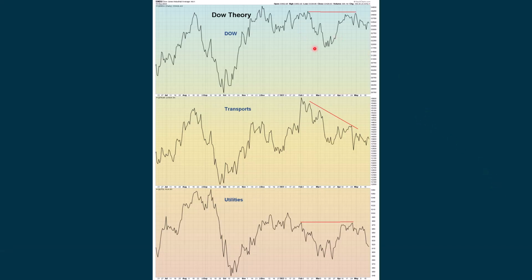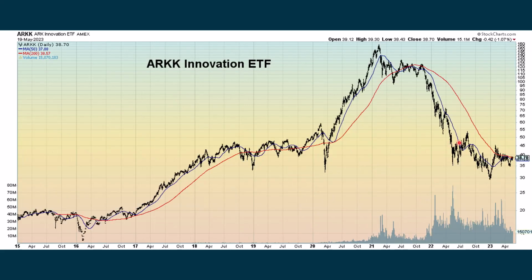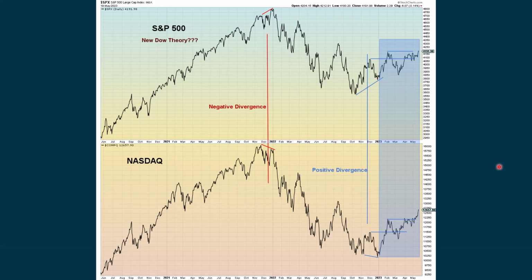Looking at Dow theory, where we almost came back up with the Dow to reach previous highs, we're seeing a real negative divergence here with the transports. We didn't really see a negative divergence here with the utilities, but lately the utilities have been showing some recent weakness. The FANG stocks continue to do quite well, even though they were down in Friday's session. ARK, though, still continues to be in an overall downtrend.